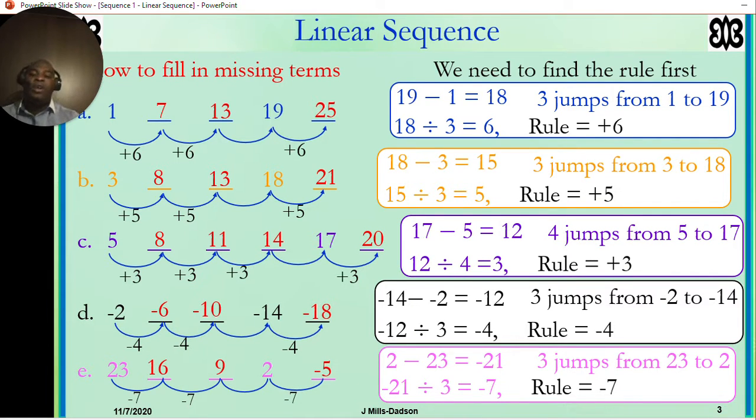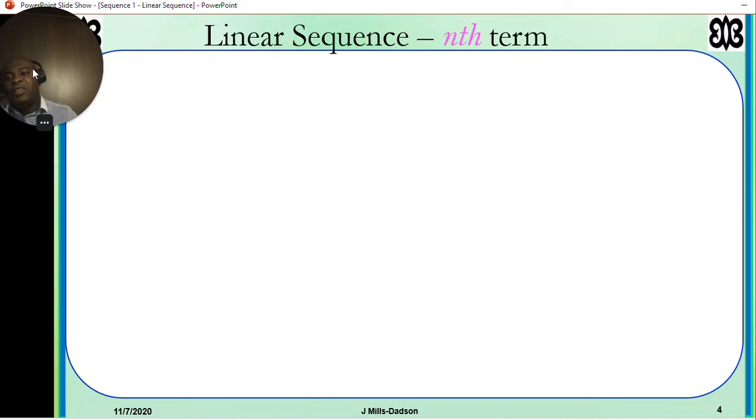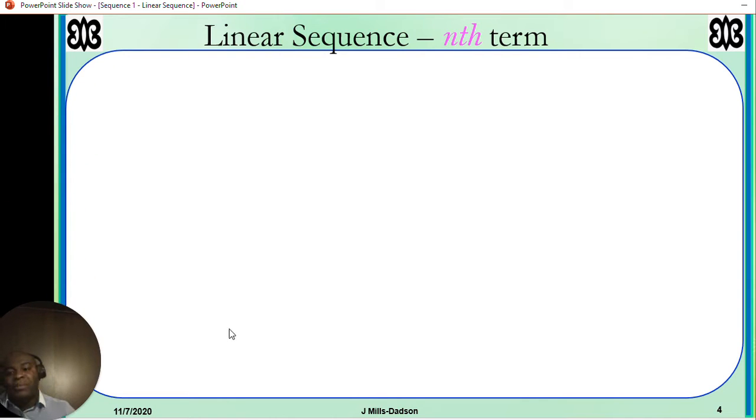So this is one way of figuring out the rule of the sequence and using it to fill in the missing terms. Now let's look at the formula, the nth term.